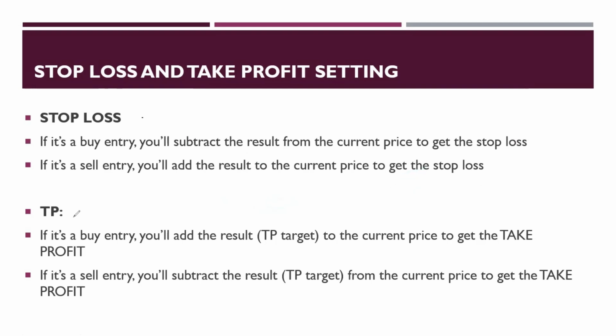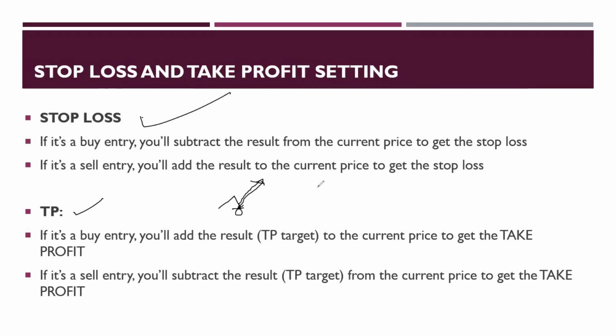Then let's go to the TP. So this is done. Let's go to the TP. If it's a buy entry, if you are looking to buy, how do you set the take profit? If you are looking for a buy, that means you expect the price to do what? Rise, up. So if you are entering from this point, you are going to add the result to the current price, because you want an increase. So you are adding the result to the current market price to get a TP.